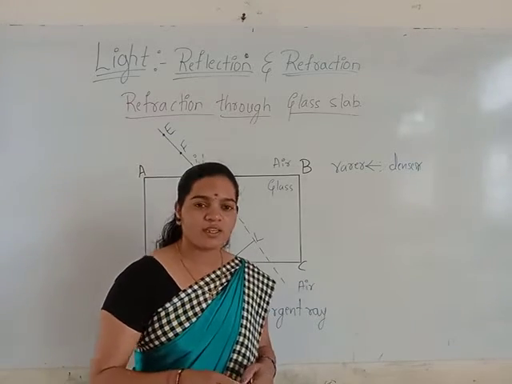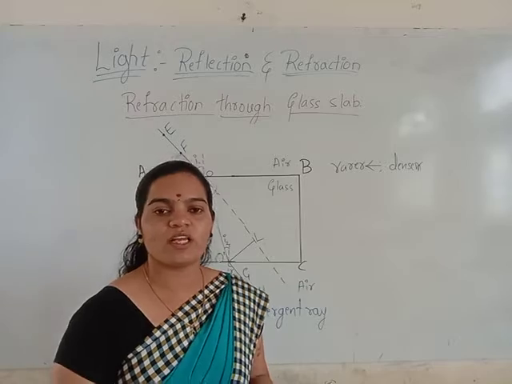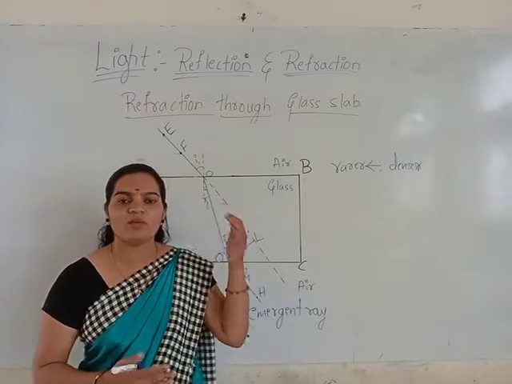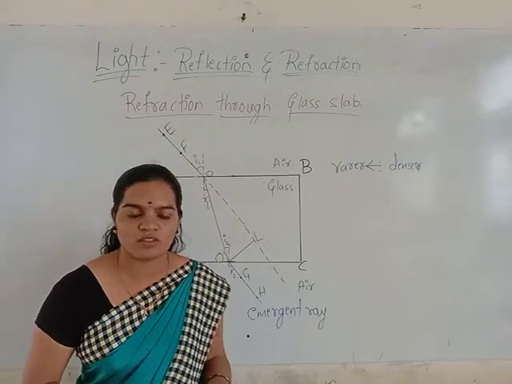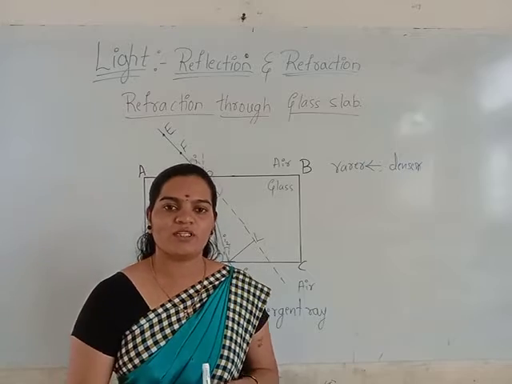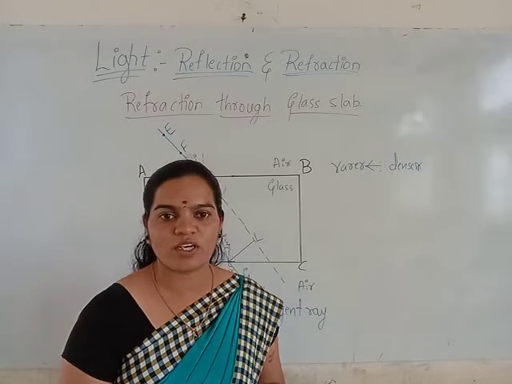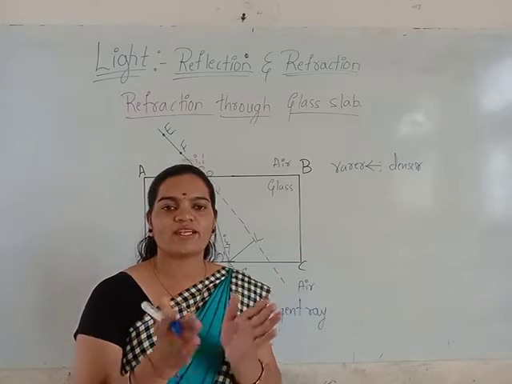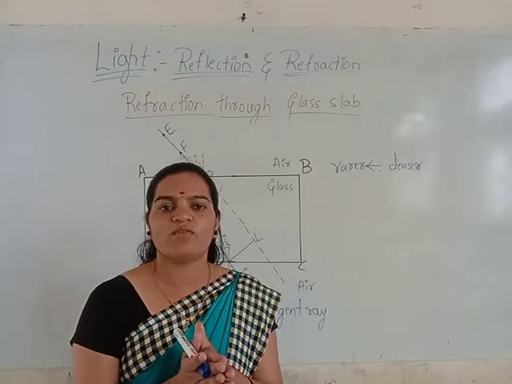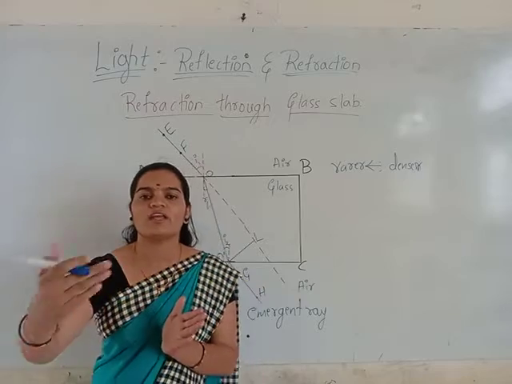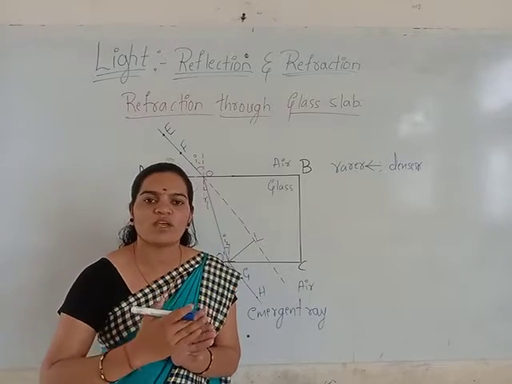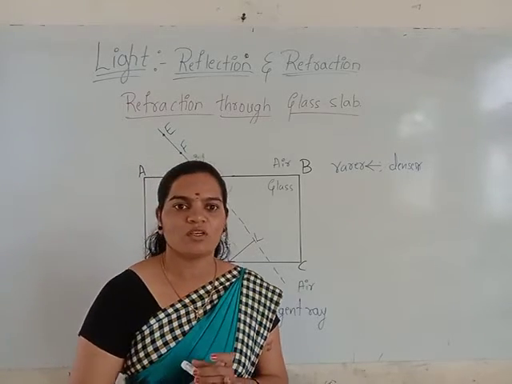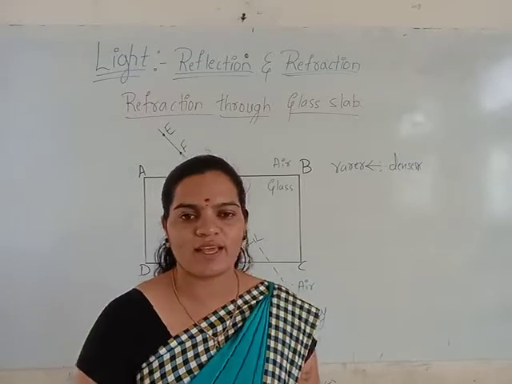So now we have seen the difference of what happens to the refracted ray when it is entering from denser to rarer or rarer to denser. Why does this happen? You might be having a question in your mind, right? Ma'am, when it is entering from rarer to denser, why is it coming near to the normal? When it is entering from denser to the rarer, why is it going away from the normal? It is a simple logic we can think of.